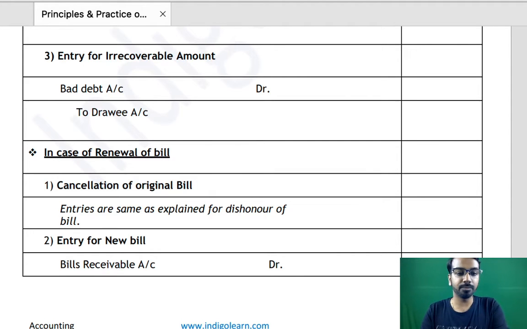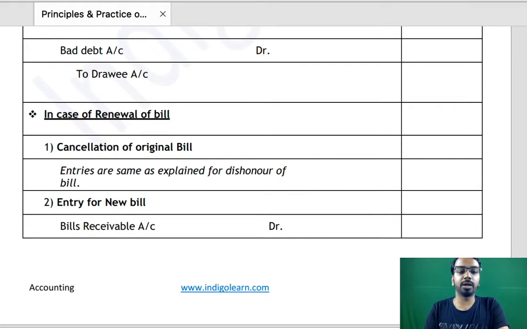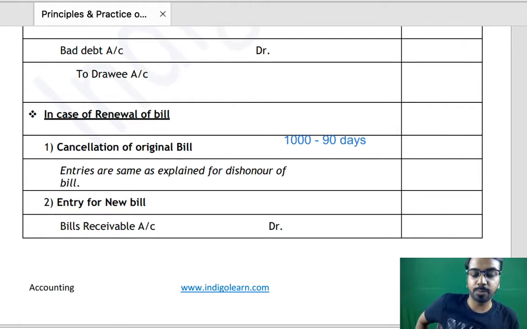Say for example, the original bill was for 1000, which was for 90 days, and this bill was dishonored. Now, when this bill is being dishonored, what would you do? You would reduce this portion of bills receivable to 0, or you will reverse the original bills receivable entry, and you will again debit the original debtor. Basically, now the bills receivable will go out from your books, and again you will have a debtor in your books.